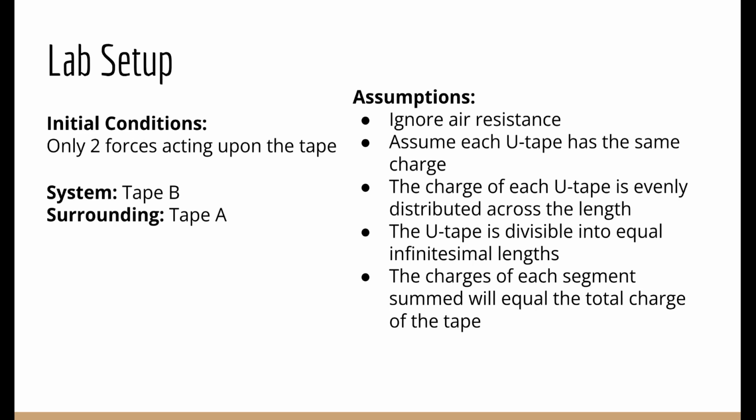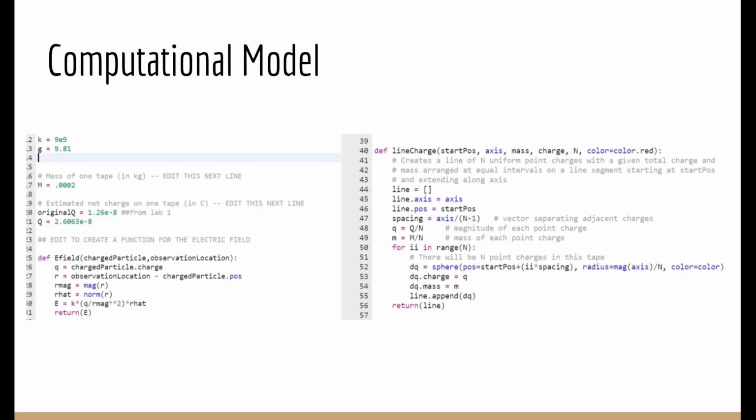And for the lab setup, the initial conditions, there's only two forces acting upon the tape, which are the force of gravity and then the electric force. And then the system was taken to be tape B, and then surroundings were tape A. And some assumptions we made in this lab were to ignore air resistance, assume each U-tape has the same charge, and assume that the charge of each U-tape is evenly distributed across the length, that the U-tape is divisible into equal infinitesimal lengths, and that the charges of each segment summed up will equal the total charge of the entire tape. And then here's the code for the lab.